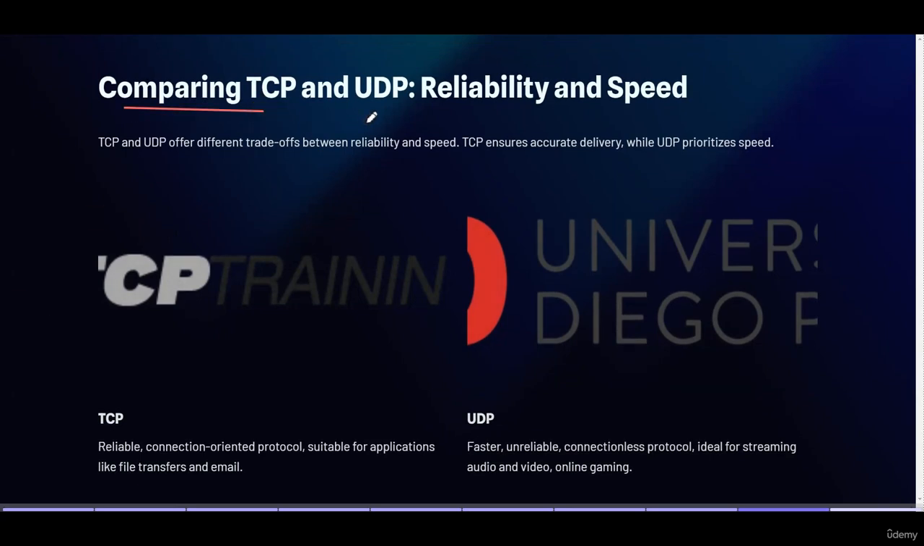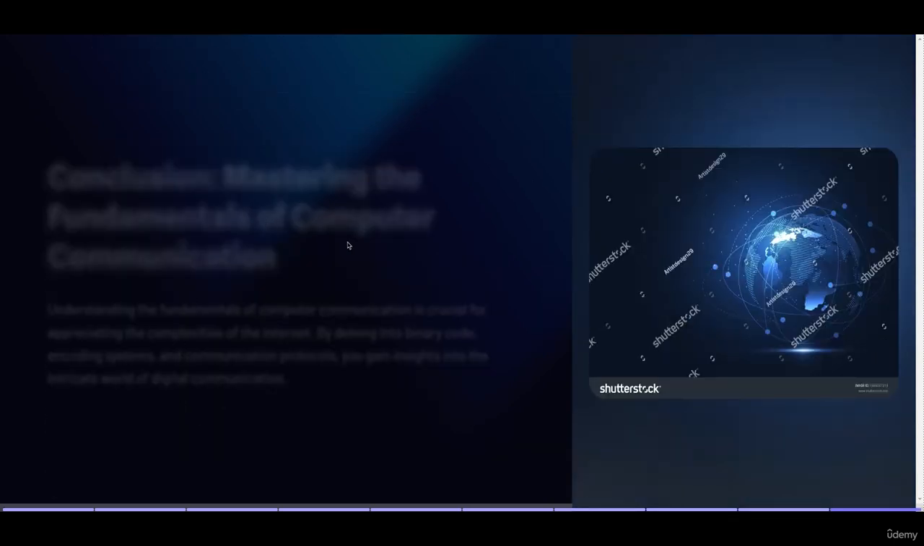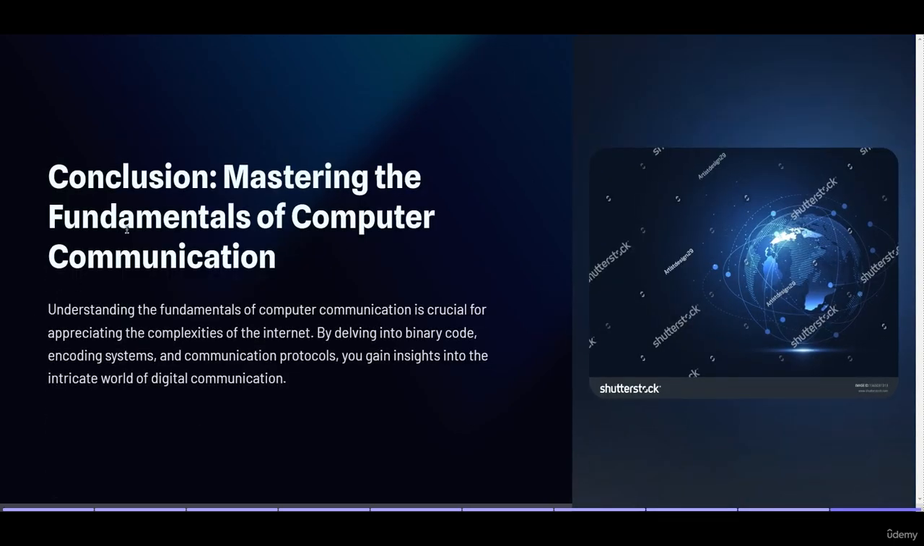Comparing TCP and UDP: reliability and speed. TCP and UDP offer different trade-offs between reliability and speed. TCP ensures accurate delivery, whereas UDP prioritizes speed. TCP is a reliable, connection-oriented protocol suitable for applications like file transfer and emails, but UDP is a faster, unreliable, connectionless protocol, ideal for streaming audio and video and online gaming. So now let's move on to the next concept here, which would be the conclusion.